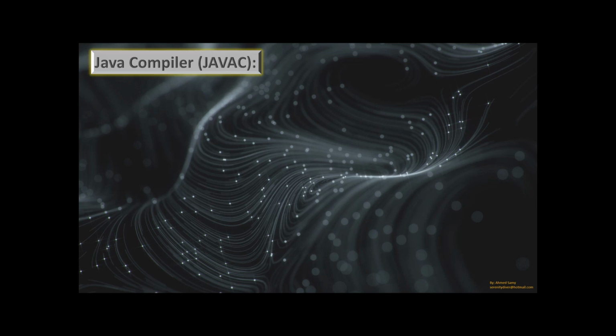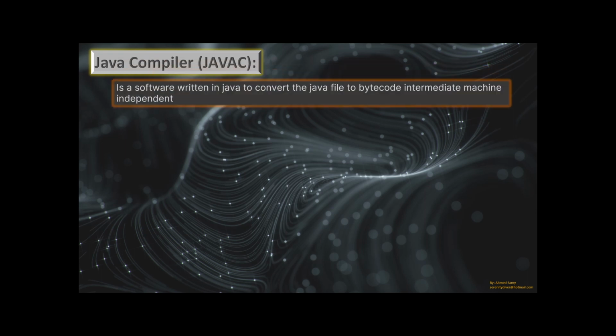Javac is a command which is used to compile your Java file and turn it into bytecode. So let's get into the compiler. The compiler is a software written in Java to convert the Java file to bytecode, intermediate machine independent, which later on you can transport this file and use anywhere on any operating system, and it will run by the Java virtual machine installed in that operating system.